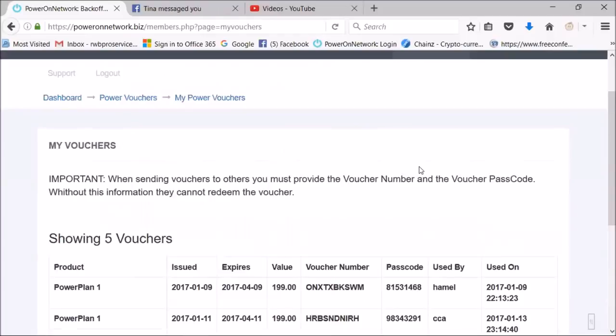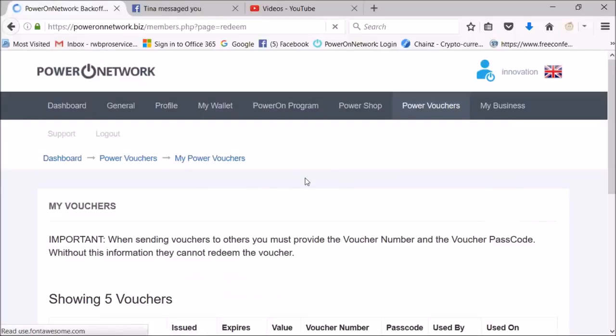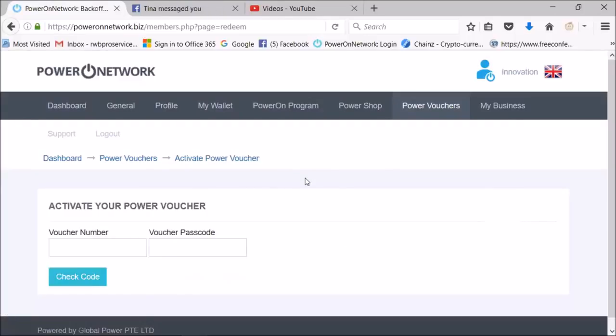So if I come back up here and I say activate power voucher, so let's say that somebody gave me a power voucher. You know, maybe they went on Facebook or they texted over to me and they sent me those 10 capital letters and they sent me the 8 numbers. I would take that. Don't copy and paste it. Type it in exactly as given. And so I would type those 10 capital letters here. I would put my 8 numbers here. I would click check code.